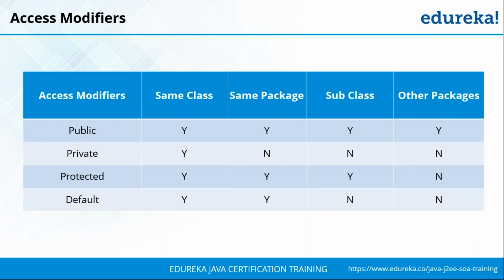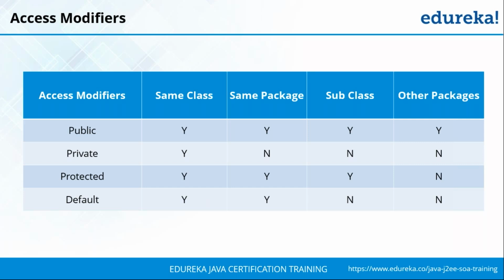As we discussed in the previous slide, let's look at that in a tabular manner so that you can get a complete understanding. Here I've given a brief explanation of all these modifiers. Public is accessible from anywhere, so you can access it within the same class, same package, subclass, and other packages as well. Then there is the private modifier, which is accessible within the same class but not the same package, subclass, or other package, as the scope is limited.